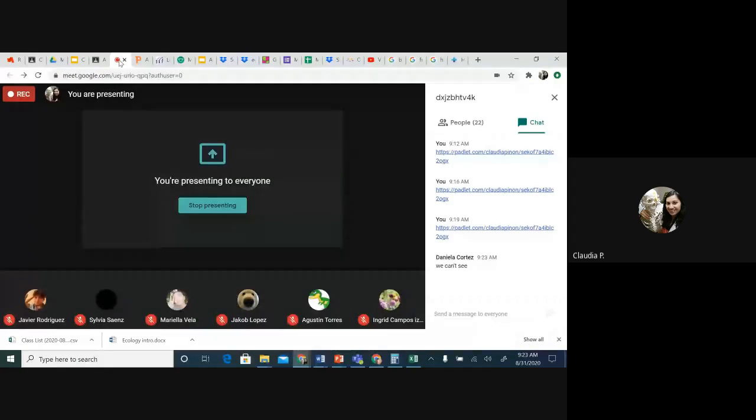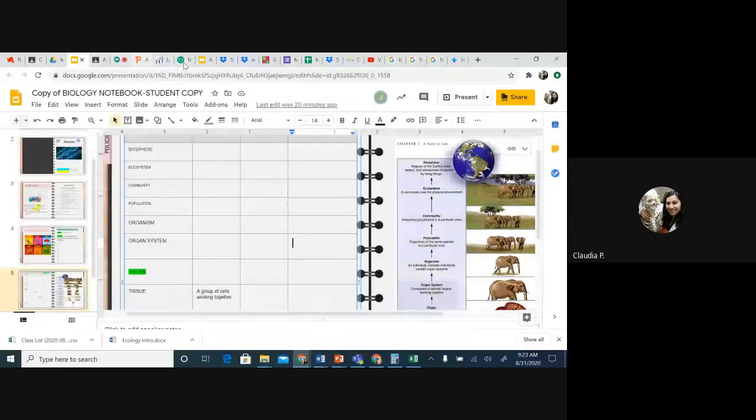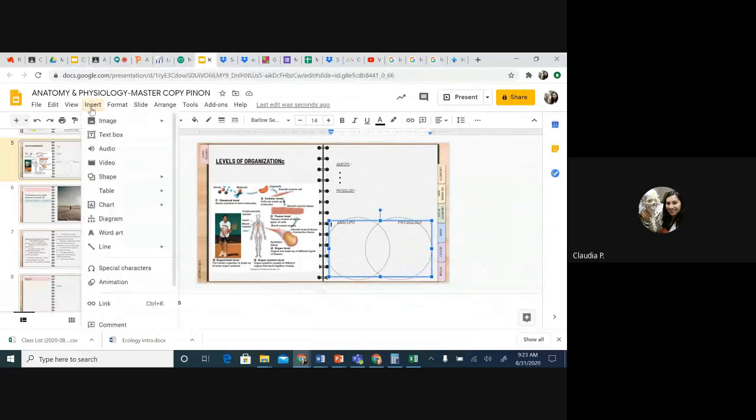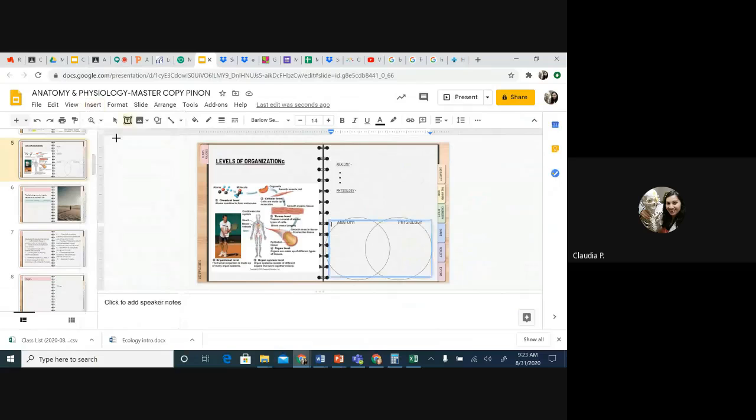So I'm here in the notebook. Not that one. This one. And I was just telling y'all, you can just go to insert, text box. This is where we left off on Friday. And insert whatever you need to. I would definitely insert those from the Padlet today as we go through them.